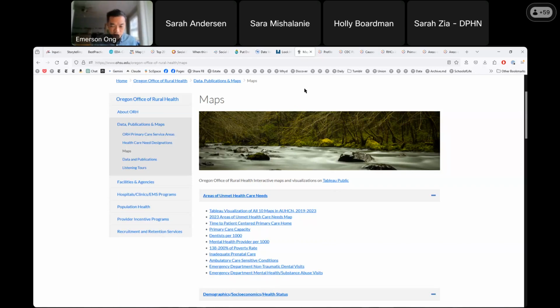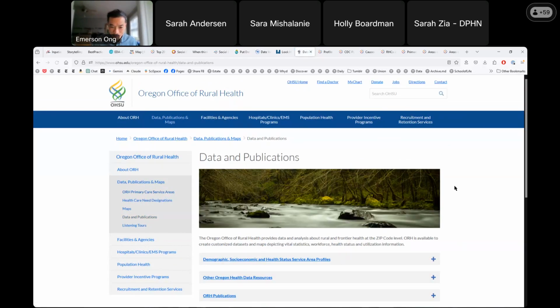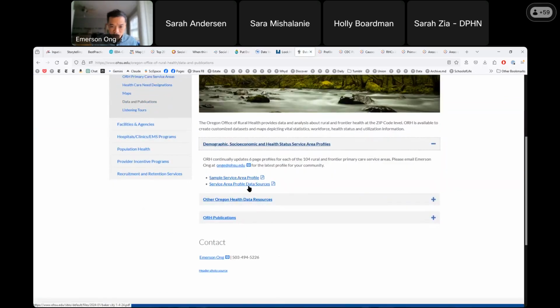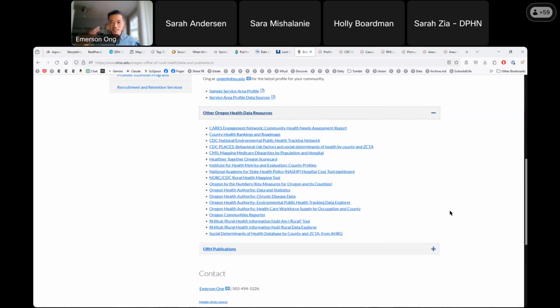The last thing here on the data section is data and publications. This is where another link for the profiles is. And this part here is actually a really great resource. These are websites that I have personally vetted as having useful and well laid out information. A lot of them are at the county level, and there's tons of data at the county level, but there are other ones that are not.